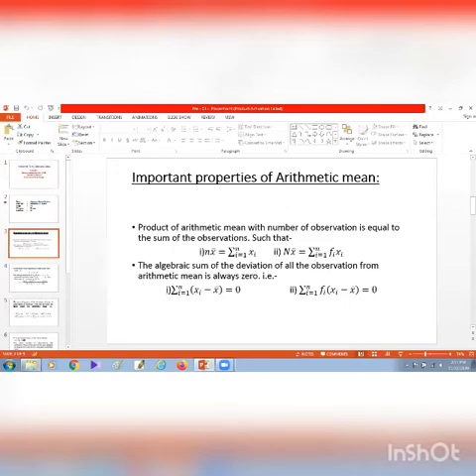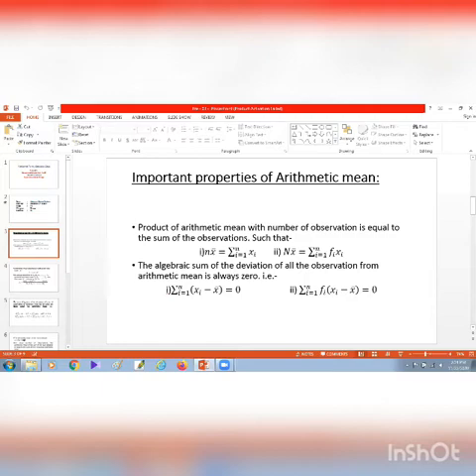My dear students, in my previous classes I have discussed the central tendency, measures of central tendency, and different types of measures of central tendency, including the definition, merits, demerits, and I also have discussed which measure is the best and why, and what are the important criteria of a good measure of central tendency. Today, I'm going to discuss the important properties of arithmetic mean.